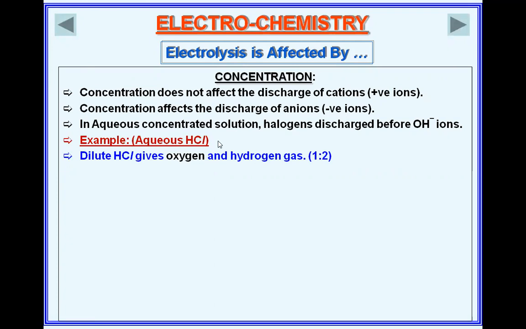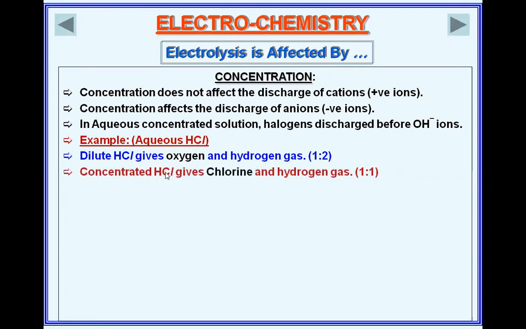Example, aqueous HCl, aqueous NaCl solution. Aqueous dilute HCl gives oxygen and hydrogen gas in the ratio of 1:2, 1 part oxygen and 2 parts hydrogen gas. This is the aqueous HCl or aqueous sodium chloride.